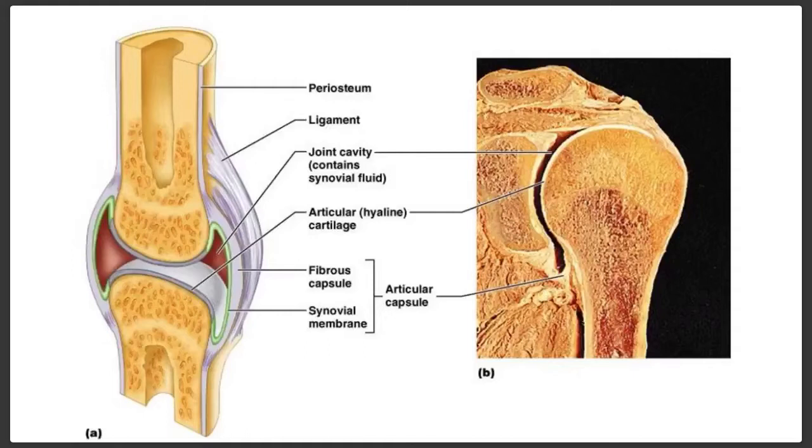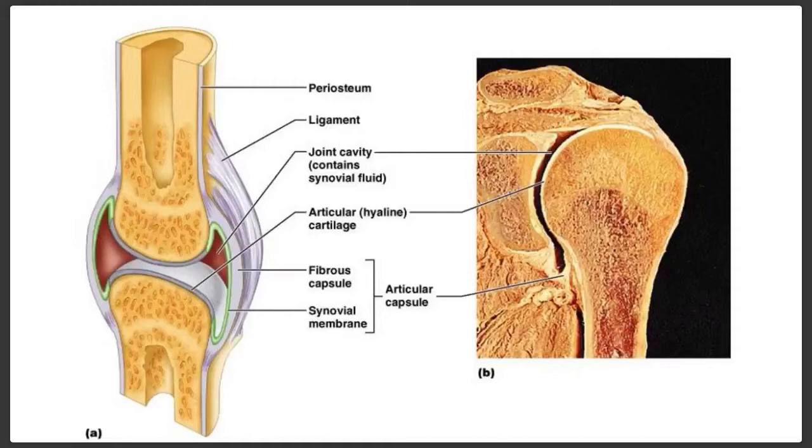Another diagram of a normal joint is shown at left. This is more of an idealized, spaced-out version, so you can see the spaces a little bit more markedly. But even on the cadaver section on the right, you can see that there's a good amount of space there, and the cartilage looks nice and healthy.